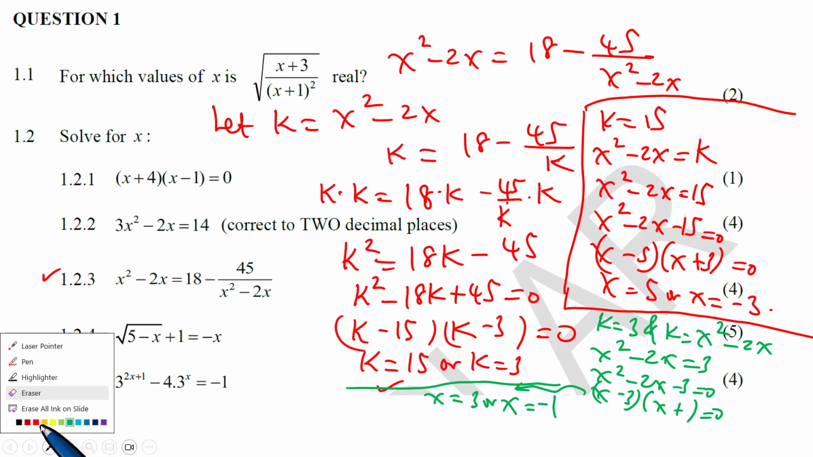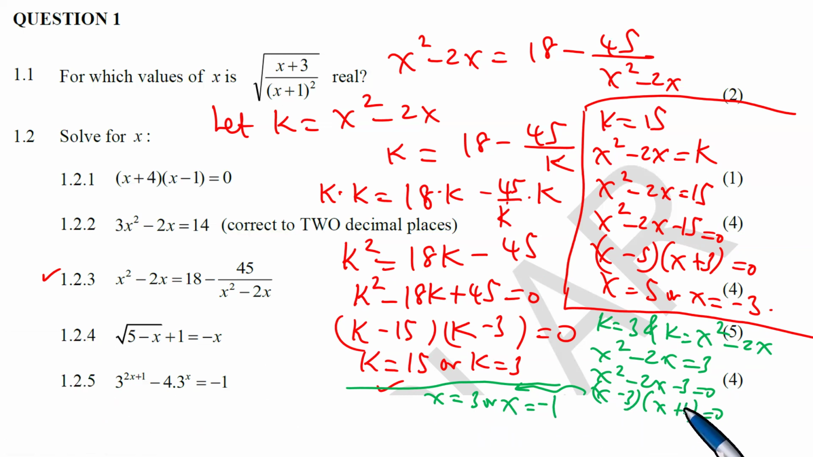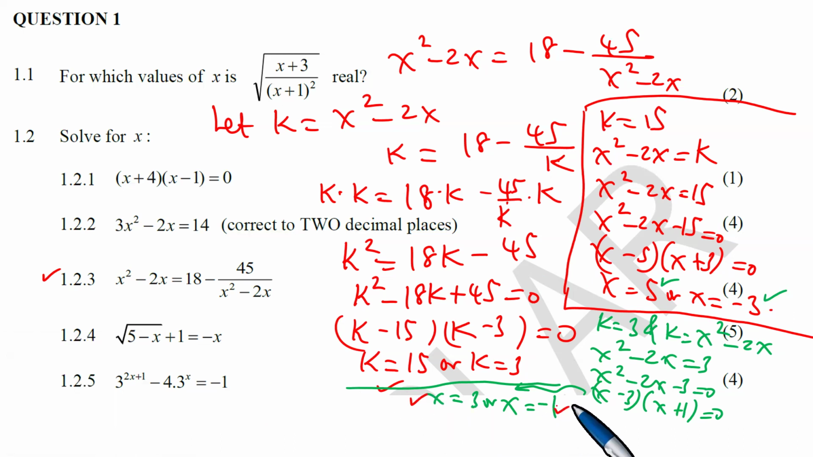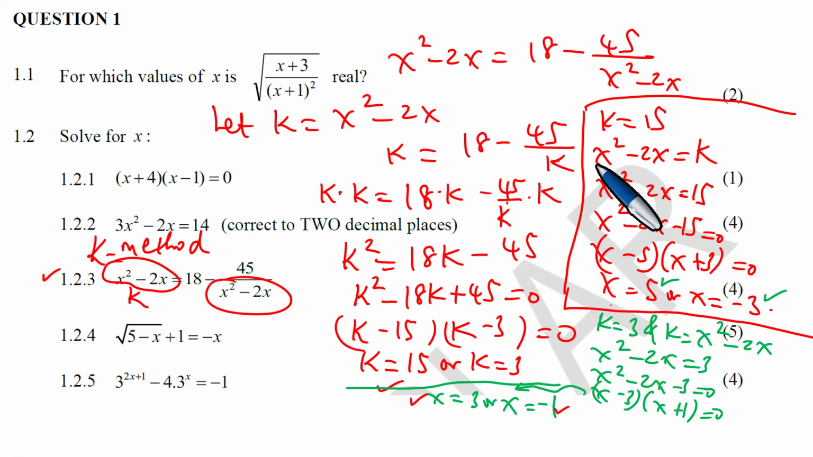What was the question here? The question was to solve for x. Have we solved for x? Yes, we have. What are the values of x? There are 4 values of x: x is 5, or x is minus 3, or x is 3, or x is minus 1. So we use what we call the K method, to solve for x here by letting K be x squared minus 2x. It was the most popular, and we made it K and we solved for x.